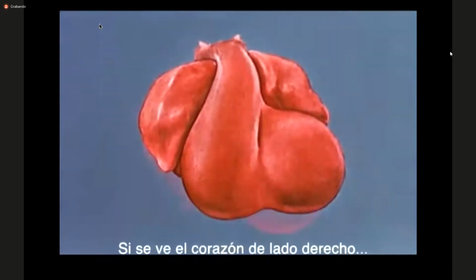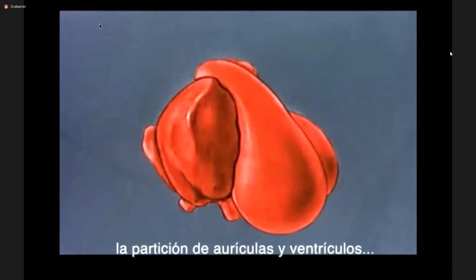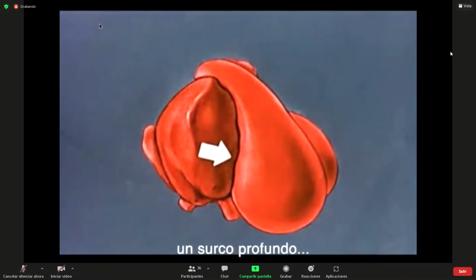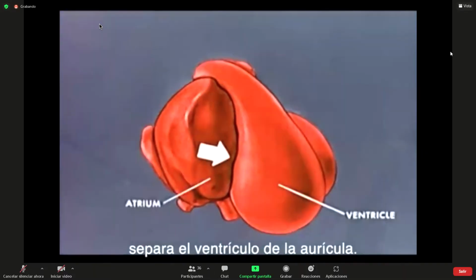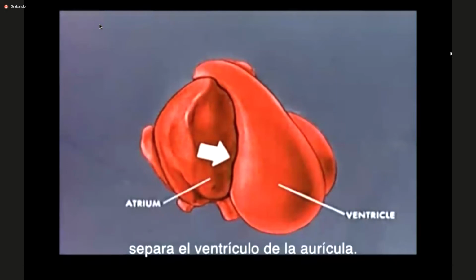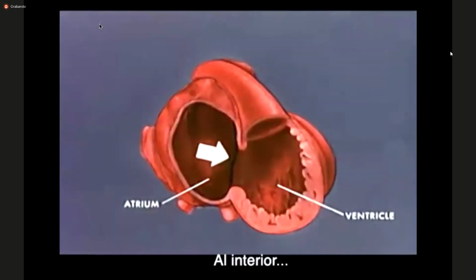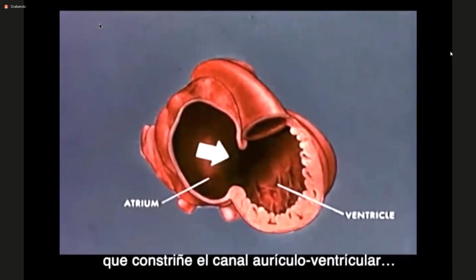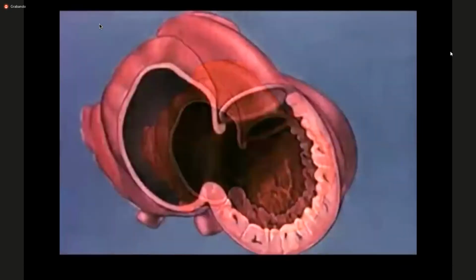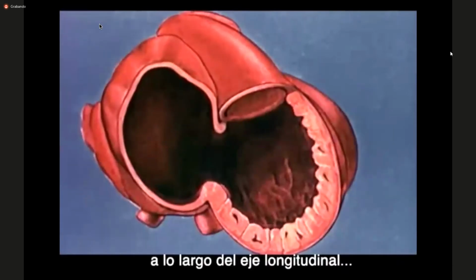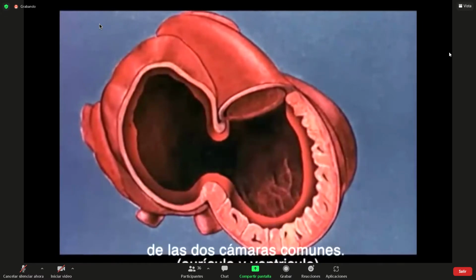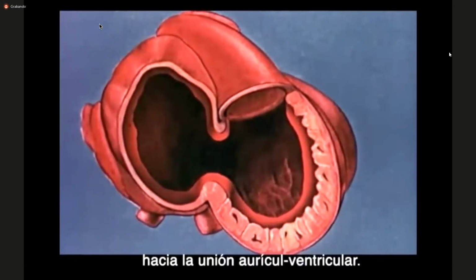By viewing the heart from the right side, partitioning of the atria and ventricles can be more easily visualized. Externally, a deep groove separates the atrium from the ventricle. Within the heart, the atrioventricular groove appears as a deep invagination which constricts the atrioventricular canal at its waist. The canal becomes divided along its longitudinal axis by two partitions, growing from the walls of the two common chambers toward the auriculoventricular junction.